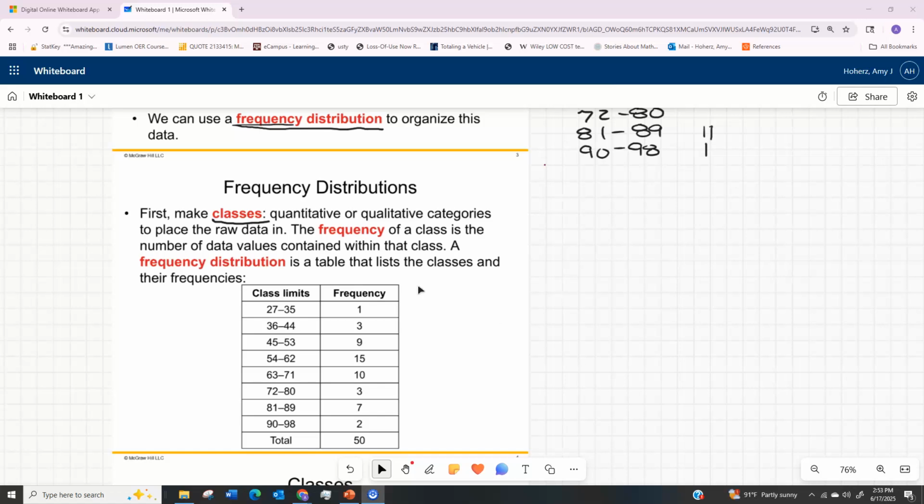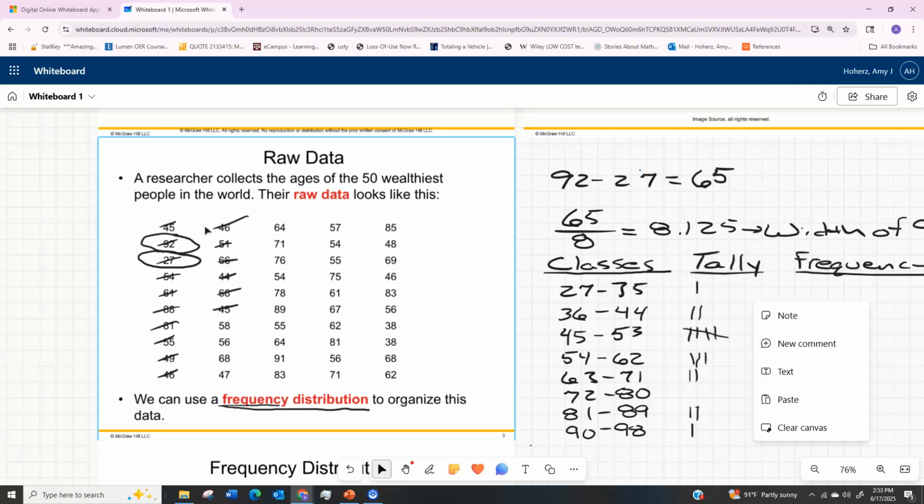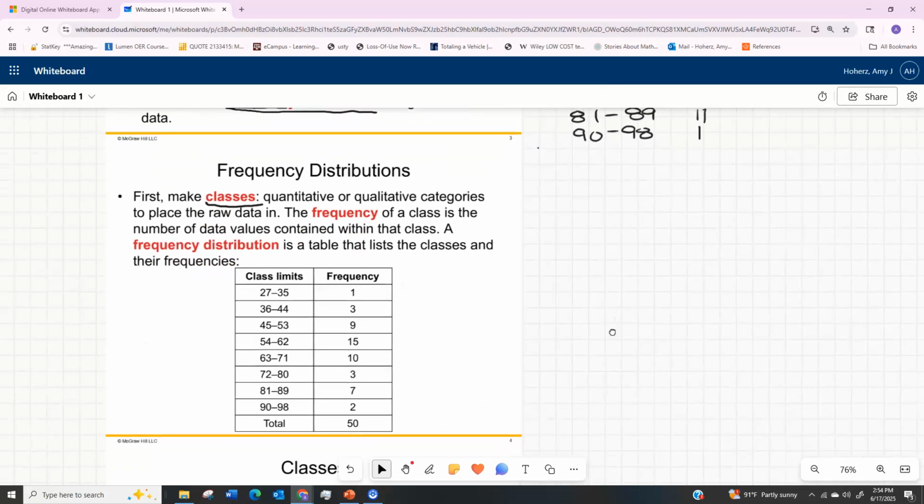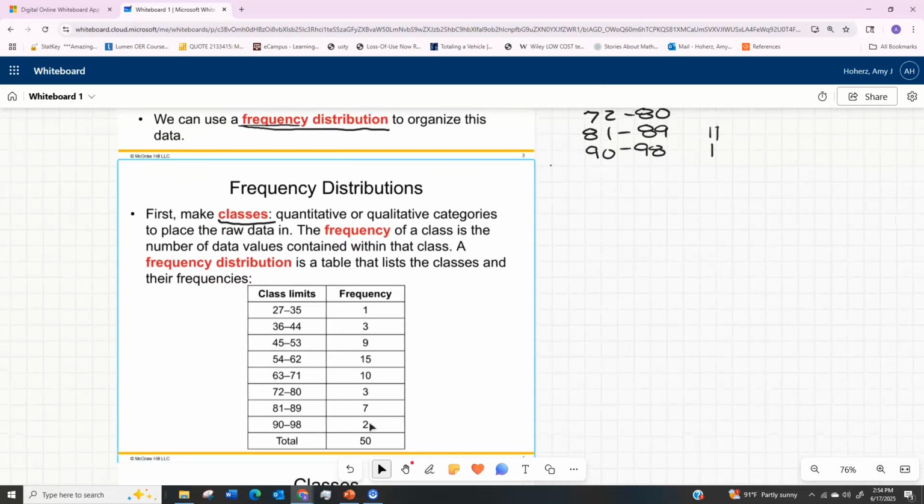So we have our classes, and other books I've seen call those bins. So it's like where we're going to drop our number. So for instance, up here, our 45, we dropped into the bin of 45 to 53. So we made a mark and dropped that number into that bin or into that class. And when you get all done, of course, you should be able to add up these frequencies and get the total of the number of data values you had.